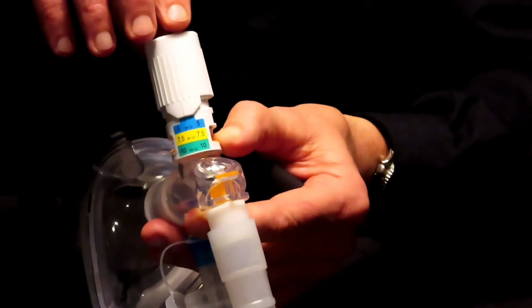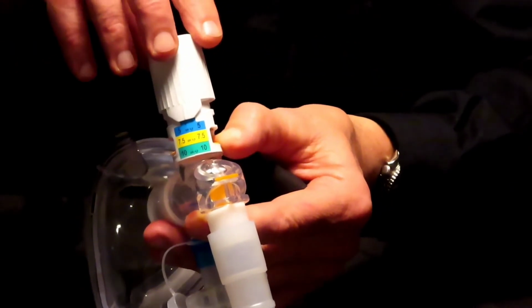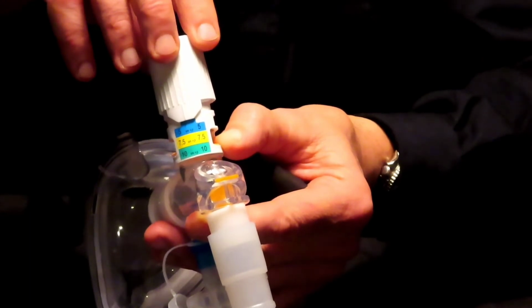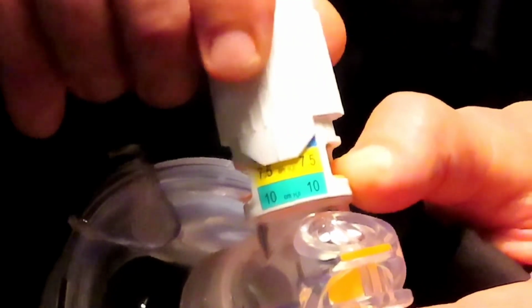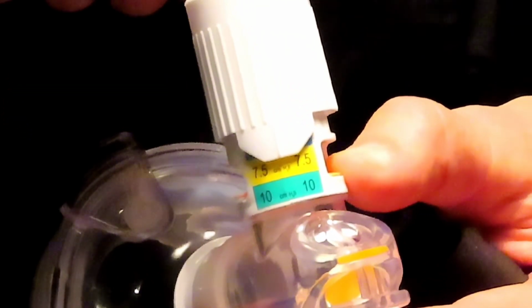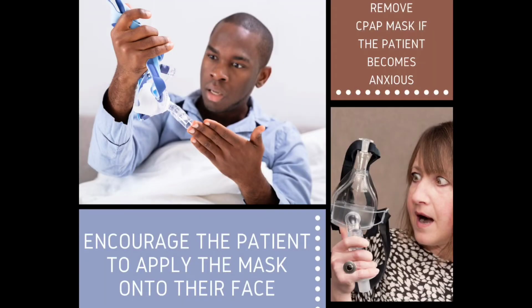There are three levels that can be set using the PEEP valve by twisting the knob on the top here. I've set the PEEP valve at 7.5. Encourage the patient to apply the mask onto their face. Remove the CPAP mask if the patient becomes anxious.